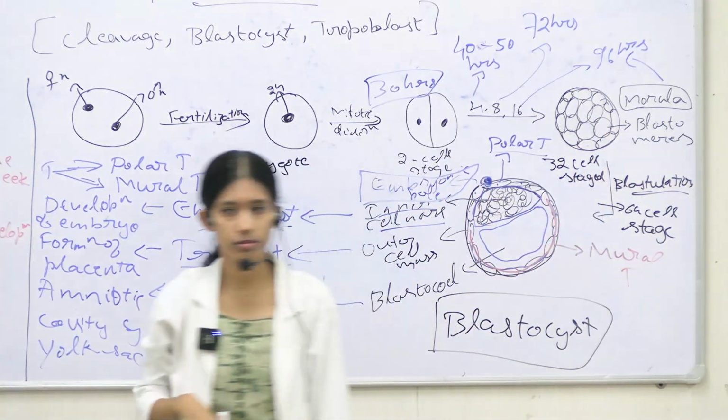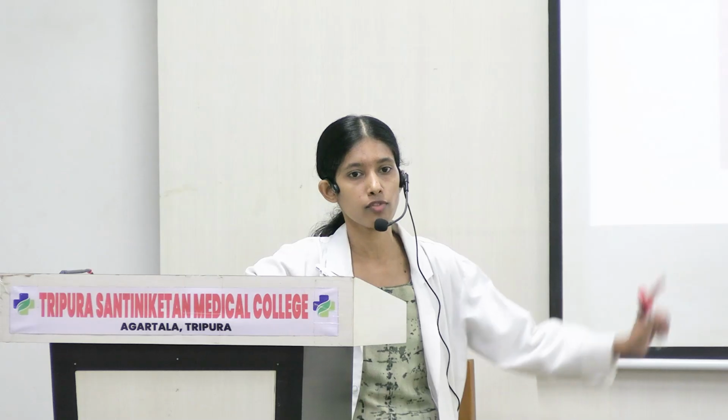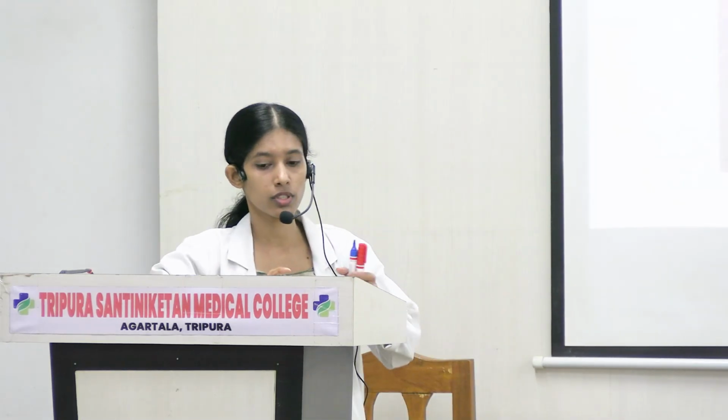MCQ question. By the time your 32 cell stage reaches the uterine cavity, it will take around 4 to 5 days. After reaching the uterine cavity, in the next 2 days, that is on the 6th and 7th day, it will undergo the 64 cell division, followed by the formation of blastocyst. Remember these points, take down the notes now because it's your MCQ questions. This is all about the cleavage and formation of blastocyst.